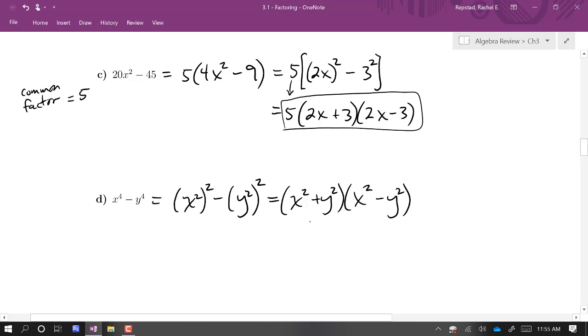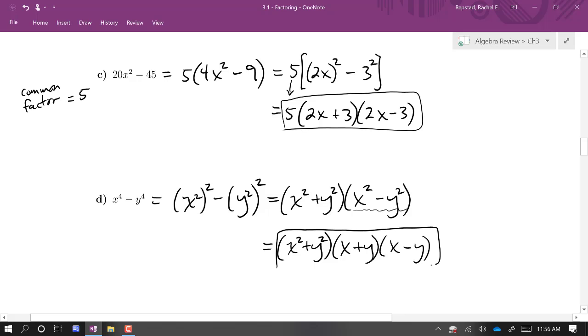And again, we're going to stop and see if we can go any further. x squared plus y squared won't factor. In general, a sum of squares does not factor. But we do have another difference of squares on the end, right? So we can factor that again. So I'm bringing down the x squared plus y squared, and now I'm breaking this up. I'm factoring to get x plus y, x minus y, and that is as far as we go.